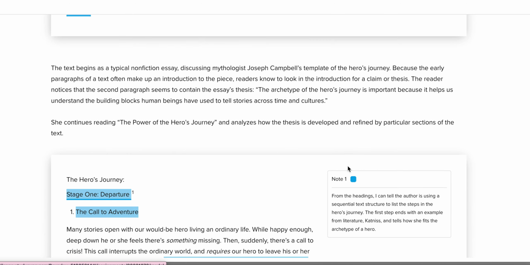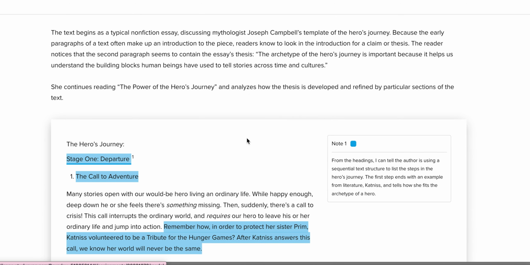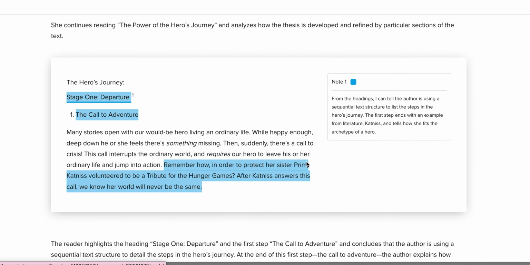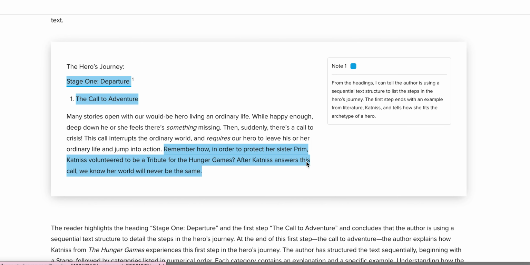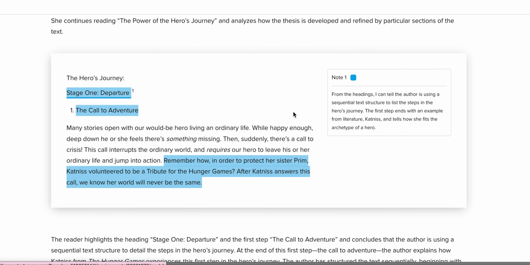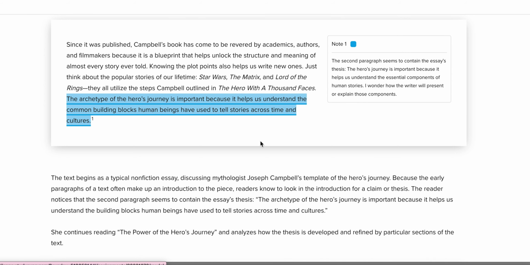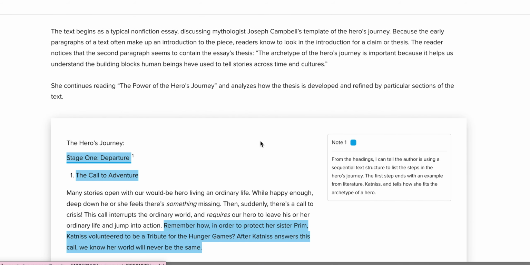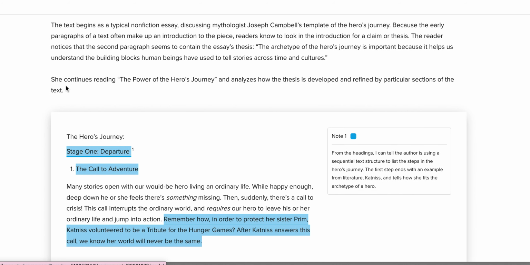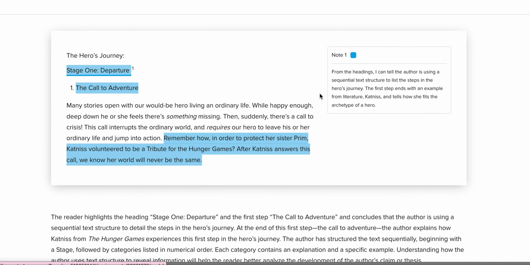All right, so let's take a look here, scrolling past this. So we have another highlight from the student talking about structure. First they found the thesis, and now they're going to look at trying to identify what kind of structure The Power of the Hero's Journey has. It says, she continues reading The Power of the Hero's Journey and analyzes how the thesis is developed and refined by particular sections of the text. And this leads her to understanding the structure. And let's take a look at the notes here.